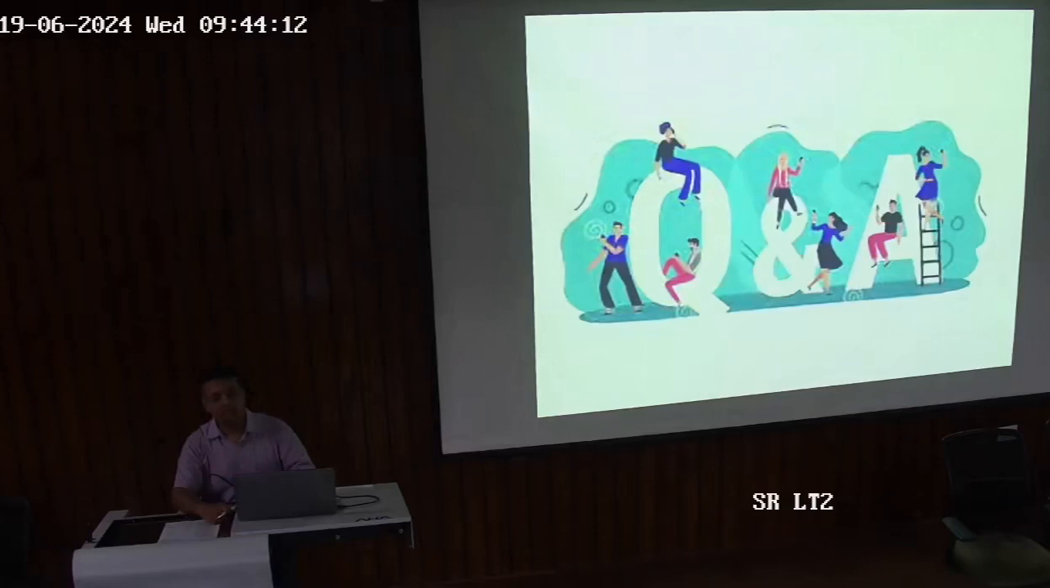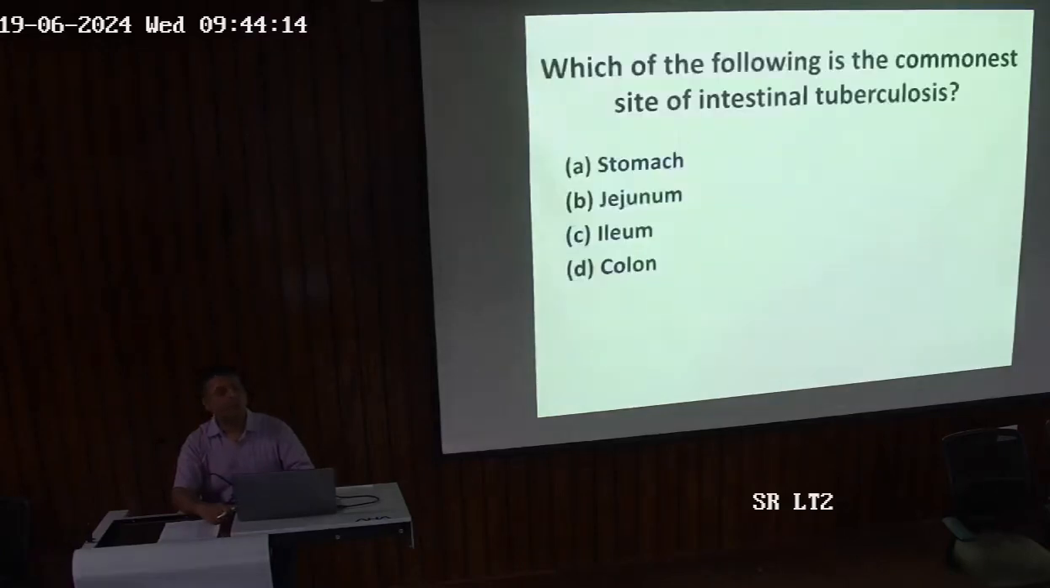I have a few just to discuss the case. Which of the following is the commonest site of intestinal tuberculosis? Here we have the options: ileum, colon, jejunum and stomach. Cecum is a part of colon or not? So ileocecal junction, as we discussed in the earlier slide, ileocecal junction was the most common, so we will mark it as a colon.